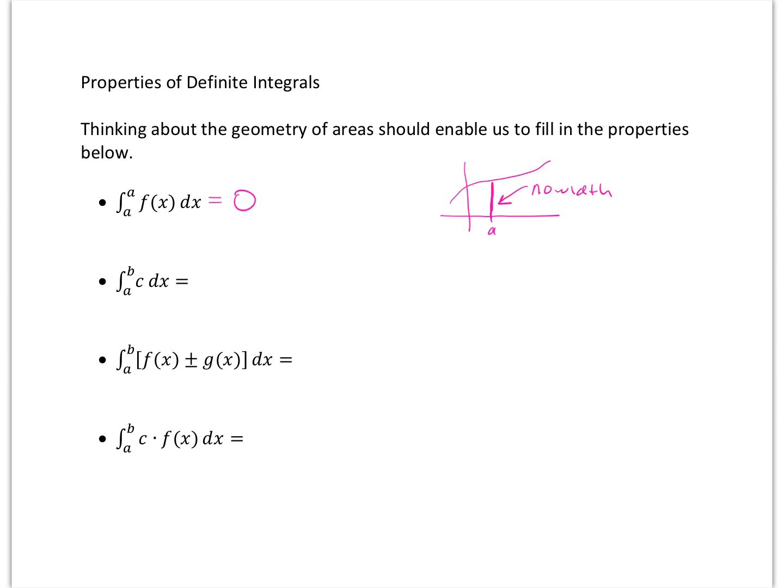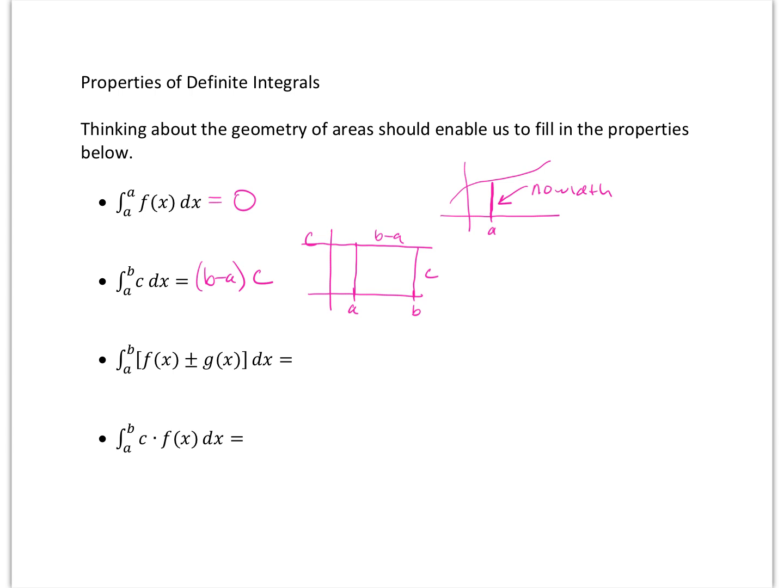Okay, the integral from a to b of c dx. So if I draw a constant function at a height of c, I'm going to put in an a and a b. This is just a rectangle whose base is b minus a and whose height is c. So this is b minus a times c.